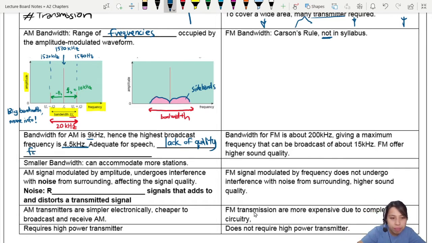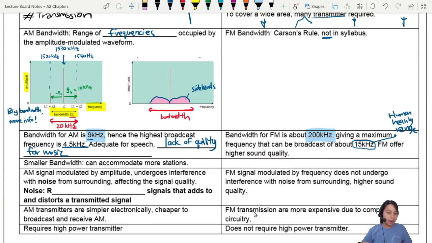Especially for music. So talking, okay. Music, no. But in comparison to FM, can you see? AM bandwidth is very small. FM bandwidth is very big. The maximum frequency that can be sent is about 15 kilohertz. Pretty good. The 15 kilohertz range is about the human hearing range. So quite okay. You can hear music, the full power of music. And this is higher sound quality for music.